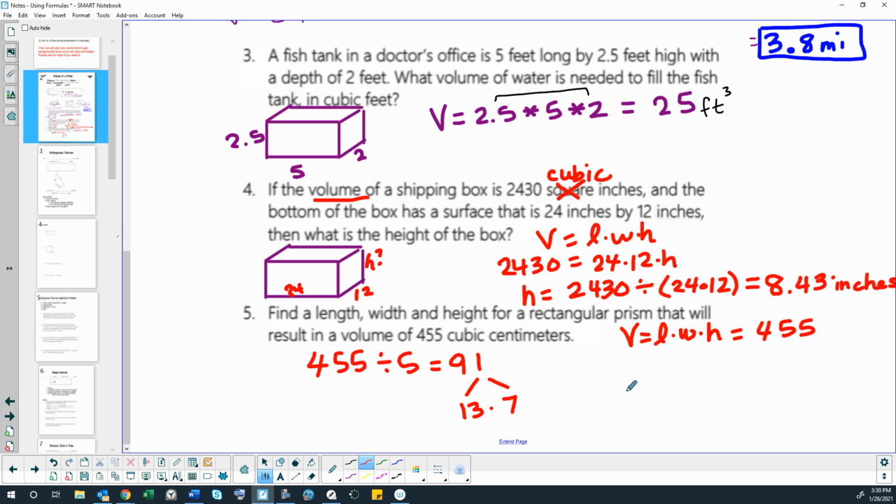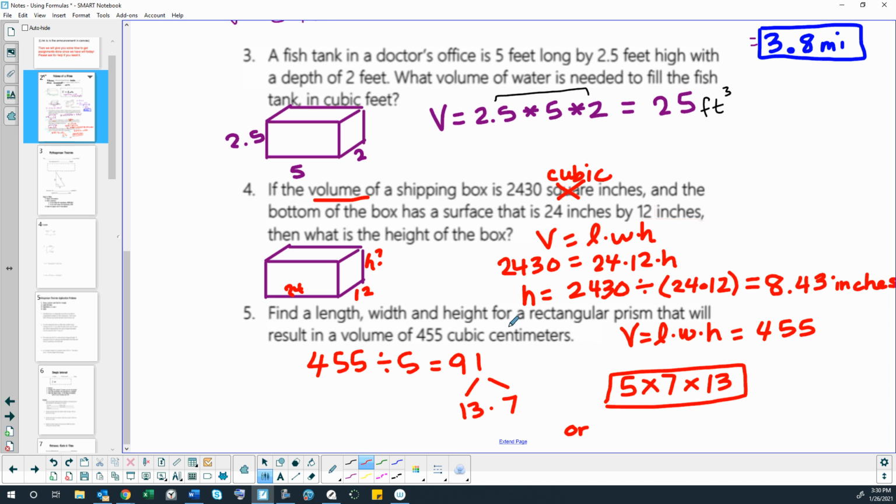So length, width, and height for that prism would be 5 by, I'll just use an X, 5 by 7 by 13 would be a good dimension for that prism. Now, we don't have to use whole numbers. We could use decimals. There's nothing that says we can't. It doesn't have to be integers.